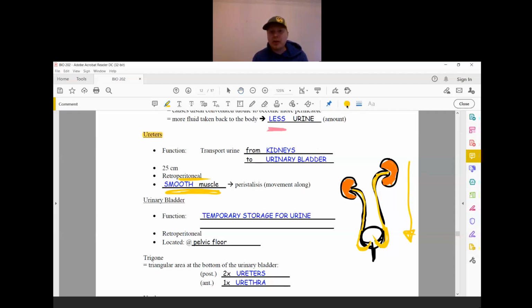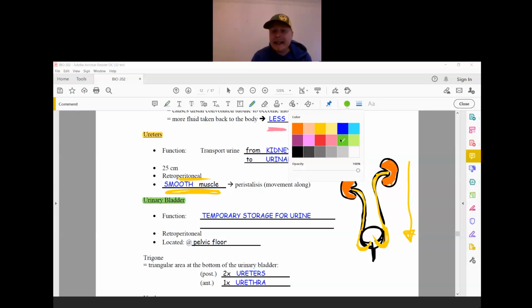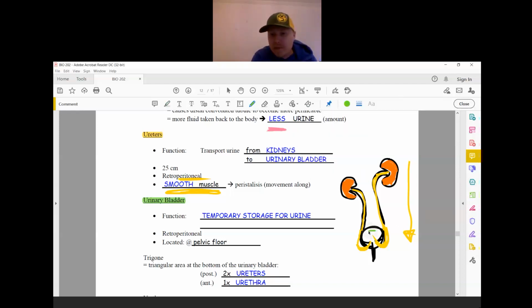Next structure I want to talk about is, not surprisingly, the urinary bladder. If you really want to simplify things to the very core, it's nothing else but a temporary storage pouch for the urine. So it is a sac that's able to extend and shrink as needed. And it as well is retroperitoneal, located at the pelvic floor.